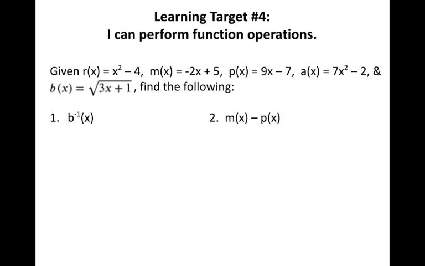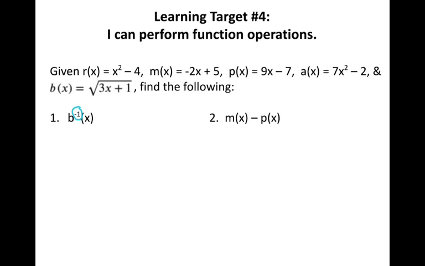So I have r of x is x squared minus 4, m of x is negative 2x plus 5, p of x is 9x minus 7, a of x is 7x squared minus 2, and b of x is the square root of 3x plus 1. And I want to find all sorts of stuff. So first thing I notice for number 1 is I have this little negative 1 right here. That tells me that I need to find the inverse.